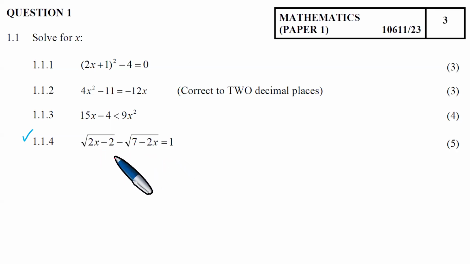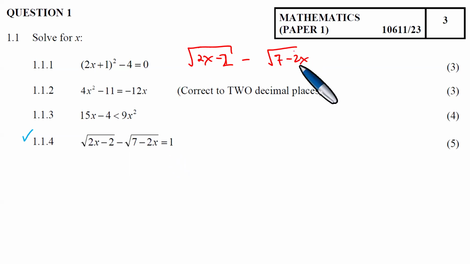Okay, this one, how do we solve this one? Pegalelo, we need your input. So are we going to look for the common factor? Okay, that's fine. We're talking about 1.1.4, where we have the square root of 2x minus 2 minus the square root of 7 minus 2x equals 1. We're going to remove the square roots first. How are we going to remove them? By squaring both sides. Yes, good.